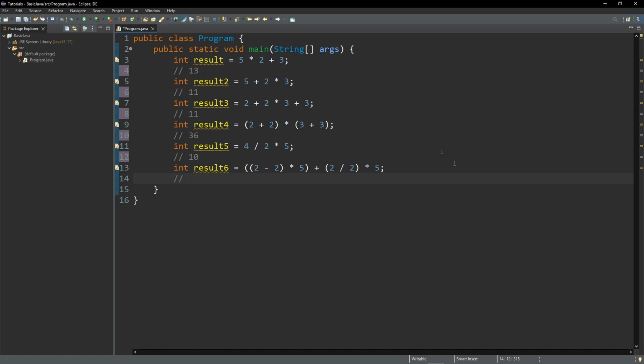Finally, we got a little more complicated here. So we got 2 minus 2, which is 0. Then 0 times 5 is 0, so this equals 0. 2 divided by 2 is 1. Okay, 1 times 5 is 5. And you got 0 plus 5. The answer, final, is 5.